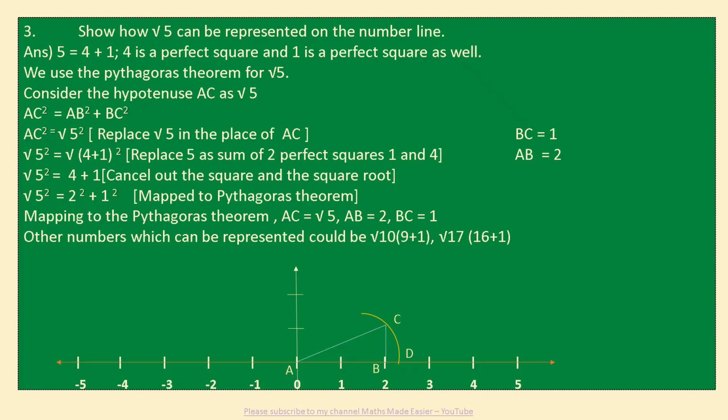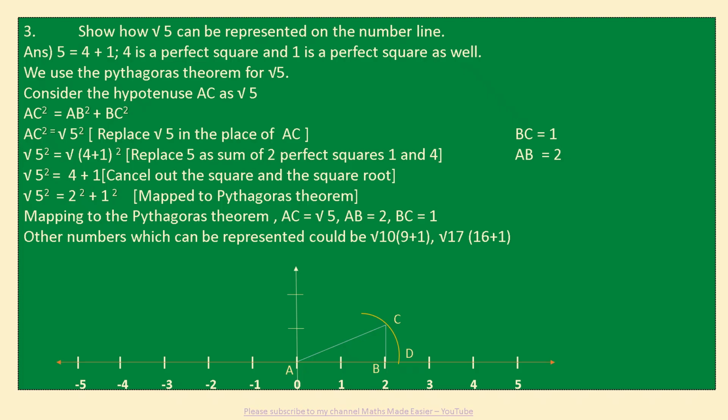5 can be represented as the sum of 4 plus 1, where 4 is a perfect square and 1 by itself is a perfect square. So you can make use of this format for any numbers which can be represented as the sum of two perfect squares where one of the numbers is 1 by itself. So, going forward, how do we make use of the Pythagoras theorem for this sum?